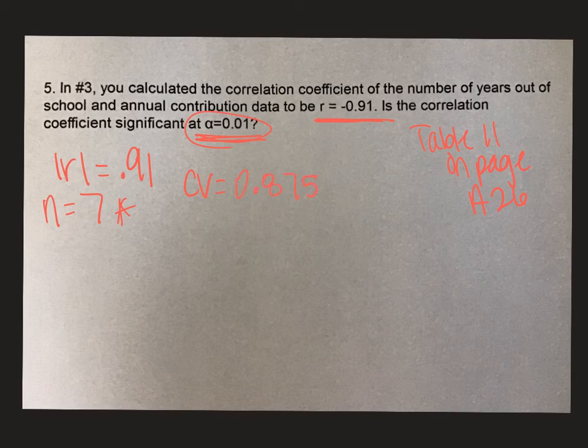So now we just have to say, okay, is the absolute value of R greater than my critical value? So is 0.91 greater than 0.875? Yeah. Okay, so that's a true statement. Since the absolute value of R is greater than our critical value, our correlation is significant.